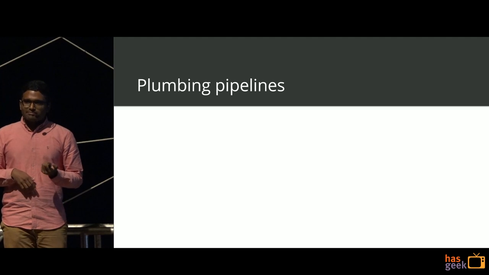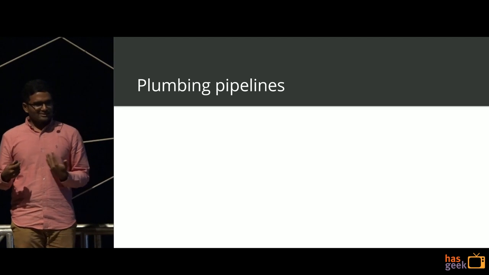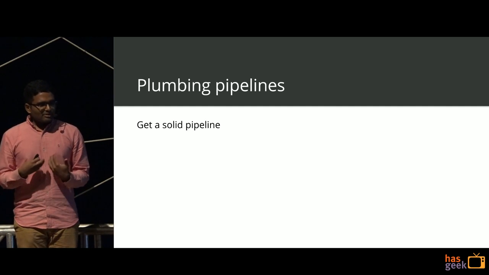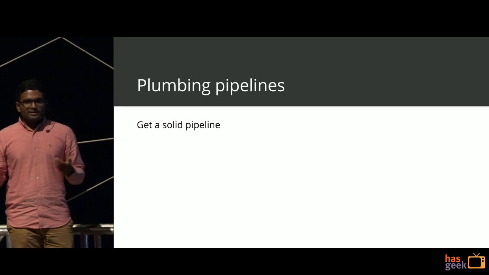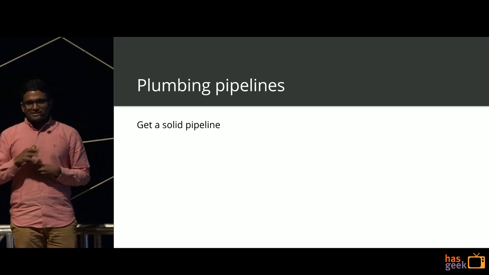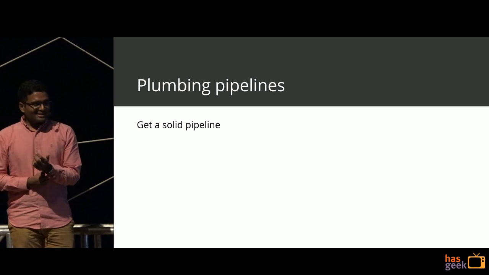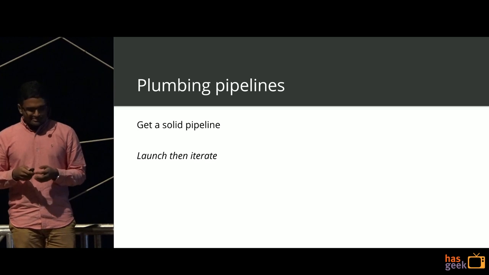It's about plumbing pipelines, the first level of your ecosystem, as I like to think about it. The first level of the ecosystem, the plumbing pipeline, is about your data sources. You need to be able to get a solid pipeline. Again, there are excellent talks over the day which talk about how you stream data, how you use your data stores earlier today, how you stream your data from your data stores to your machine learning systems.